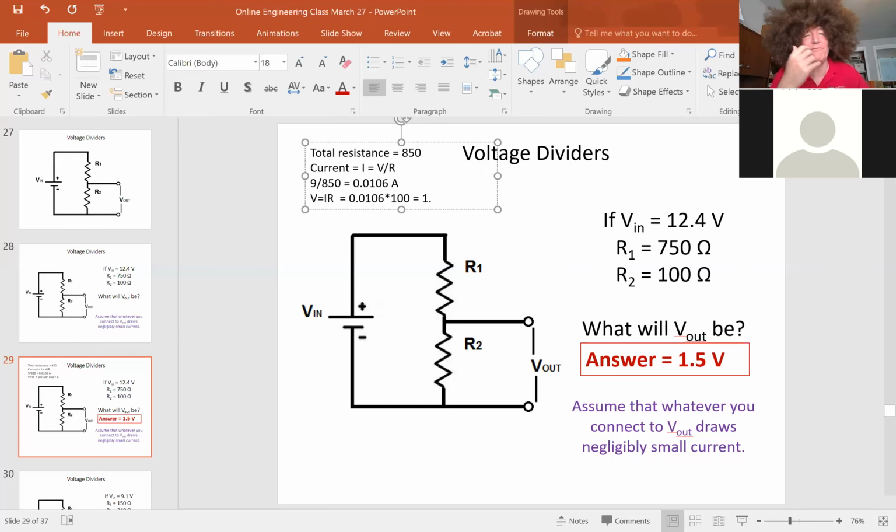Oh, it's not 9 volts. Good thing I'm wearing the wig. What more do you want? Okay, let me try that. Thank you for your help, guys. It's not a 9-volt battery anymore. It's a 12.4 volt battery. Okay, that makes all the difference in the world.